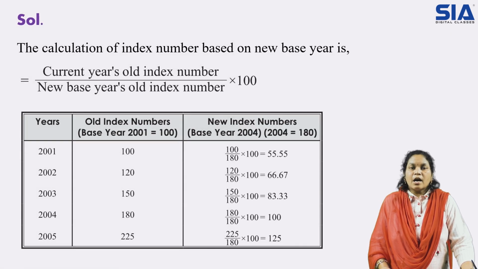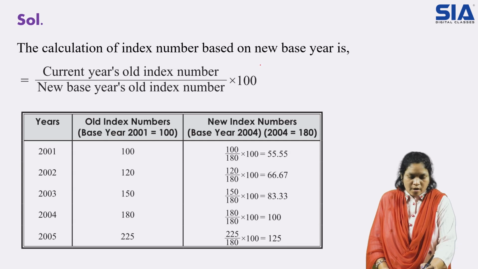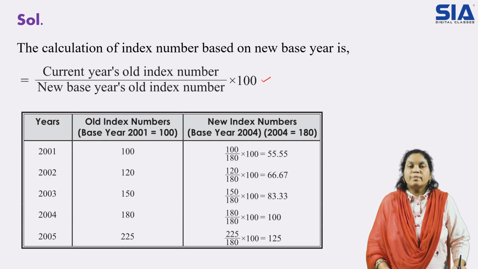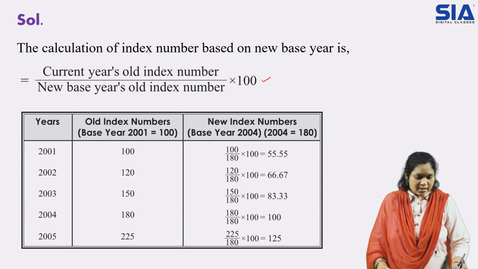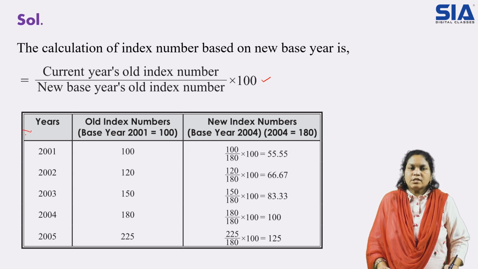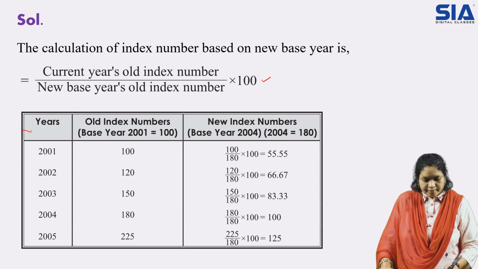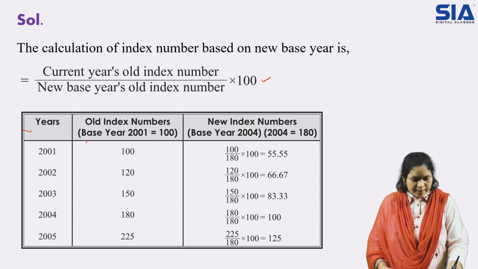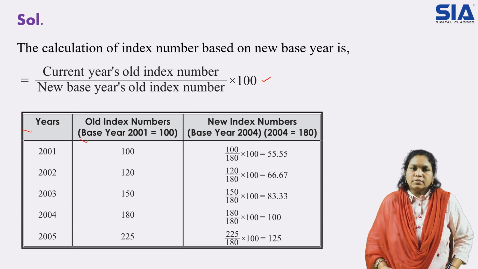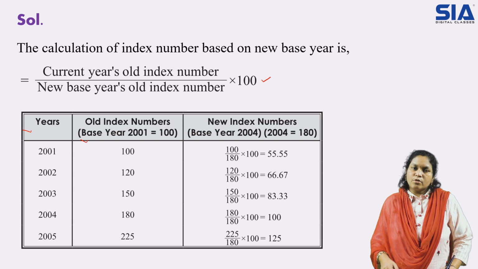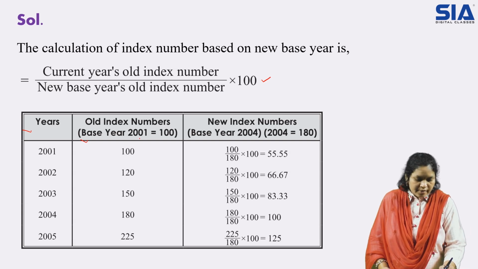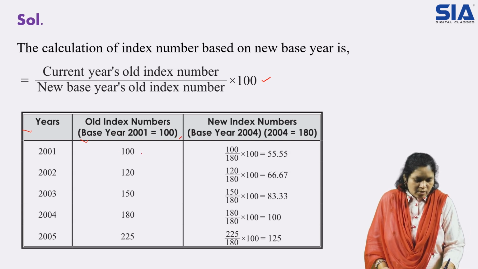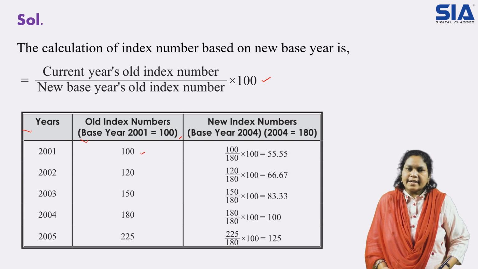So let us check how it goes on. The formula we have discussed to obtain new base years, let us do that in the problem and we'll get the answers. So write down the years in the first column as usual. Then the old index number, that is the base year, whatever we have originally, which is 2001, I have written here. So all that data I have considered as the given data itself.